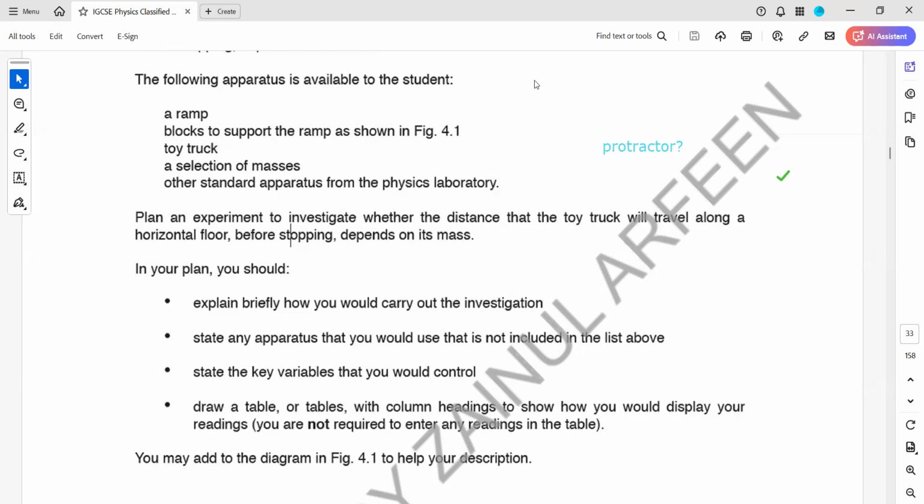So protractor is one of them, but the most important thing, because we are investigating how a distance depends on the mass of the toy truck, so we have to measure the distance. There is no apparatus listed here which is measuring a distance. So the most important apparatus which we should mention here should be a meter rule or a meter scale.